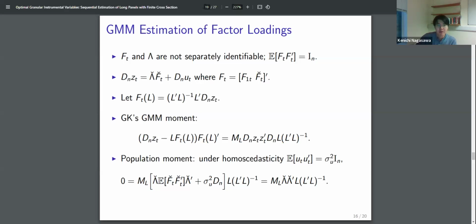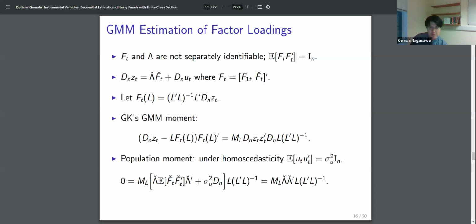And now I want to briefly talk about the GMM approach proposed by Gabaix and Koijen, where they define this object F_t(L). So L is a candidate for lambda check. So this is the parameter that you want to estimate. And given the candidate of lambda check, you can formulate this F_t(L), which is really the OLS estimate of factors, thinking of this lambda as regressors.